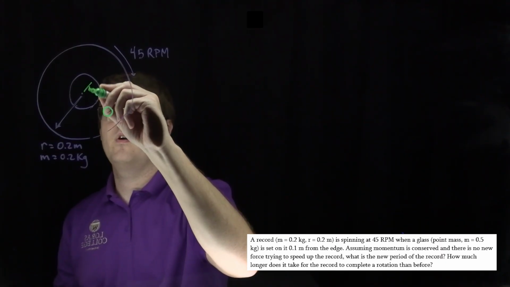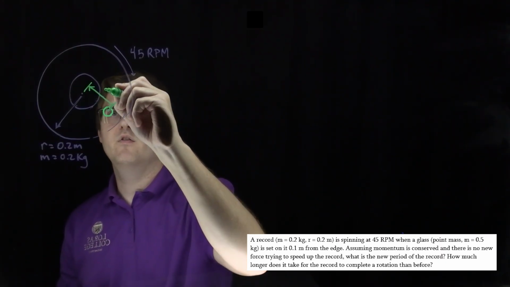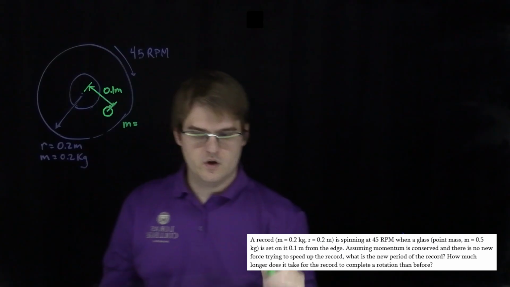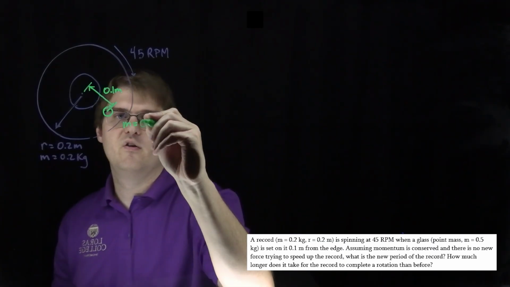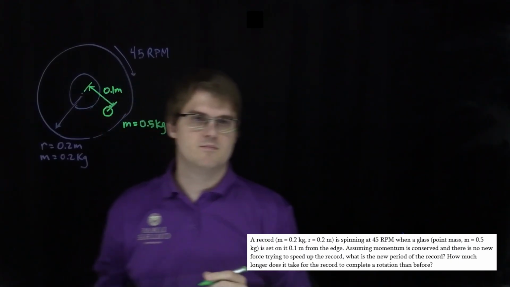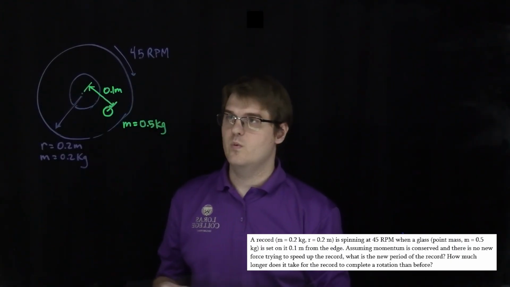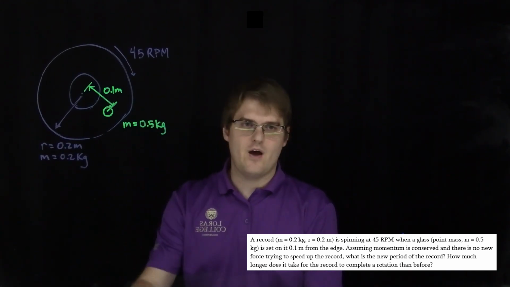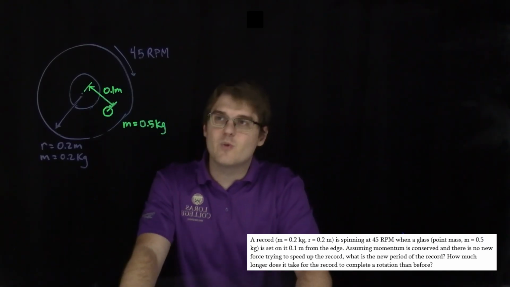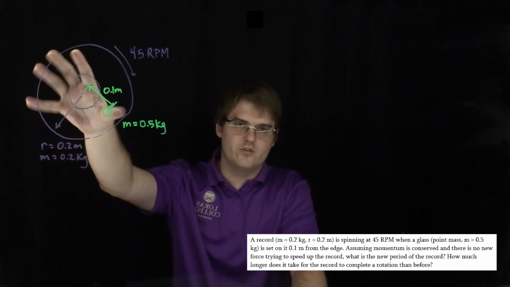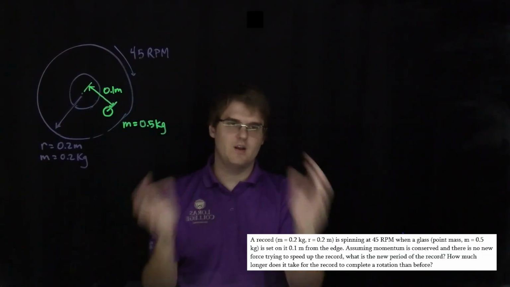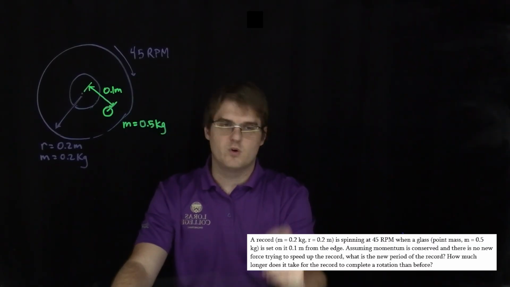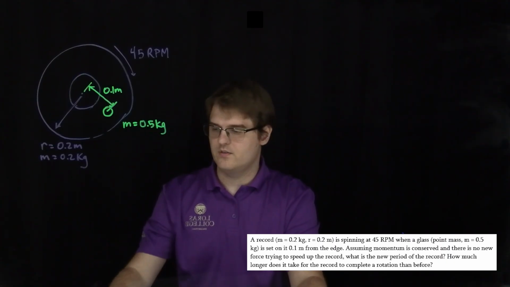We set it a distance from the center of 0.1 meters, and it has a mass of 0.5 kilograms. Perfect. And with this, we are going to figure out how it slows this down. In a real record system, there's some force that's actually turning it. In this case, we're just pretending we've got a freely spinning, infinitely spinning record, no friction or anything going on, and we're setting a glass down and seeing what happens.